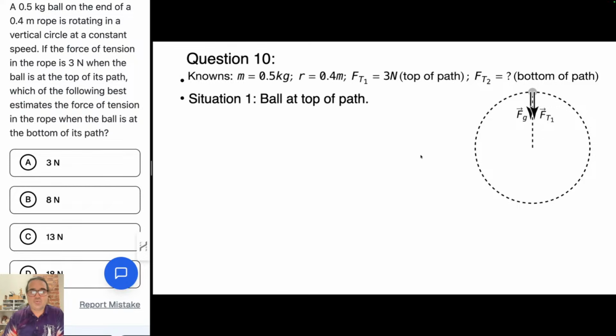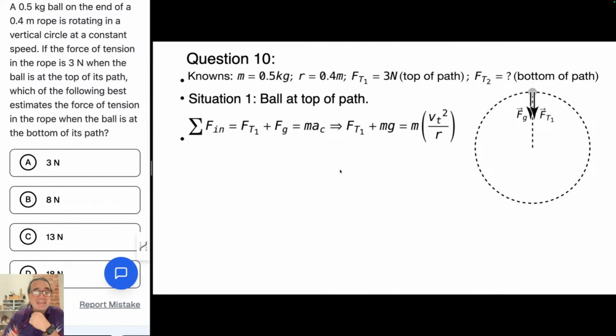Right? So when things are moving in a circle, you need to think about in versus out. Both of these forces are inward, and in is positive. So it's not that they're down, but rather that they're inward. Therefore, force of tension 1 and force of gravity are both positive when we sum the forces in the in direction. That's equal to mass times the centripetal acceleration.